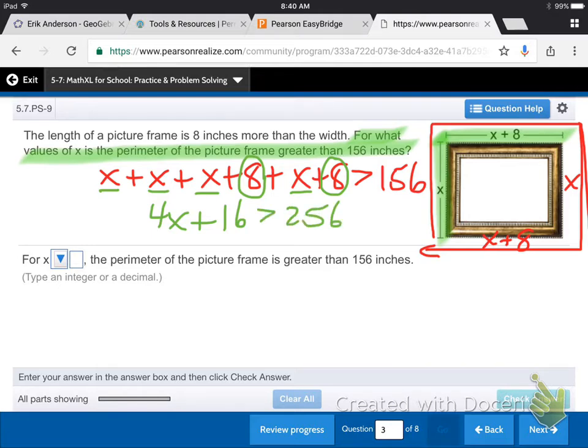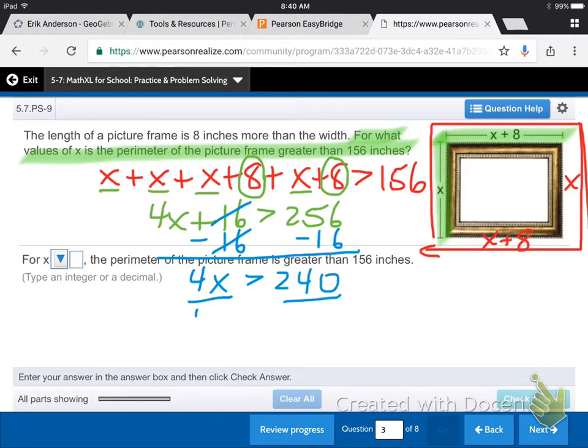Now you should know how to solve it from here, boys and girls. We've been doing these for a long time. We're going to subtract 16 from both sides, and bring down our 4x. 16 minus 16 is 0. That's greater than 256 minus 16, which is 240. The last step is to divide by the coefficient of the variable. So 4 over 4 cancels, and x is greater than 240 divided by 4, which is 60. There you go, and you fill that in for your answer.